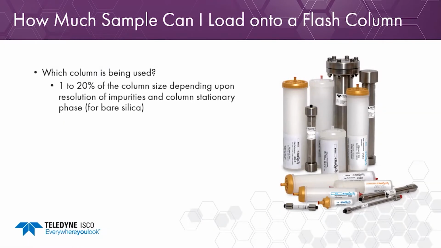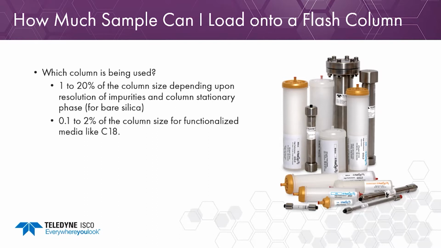So for bare silica, we'll go into a few more details, but you can load anywhere from 1 to 20% of the column size based upon your resolution of impurity, so how close your impurities are to your compound in your method, and then the stationary phase that you're using. So are you using a normal ReadySep or ReadySep Gold, which we'll talk about in a little bit.